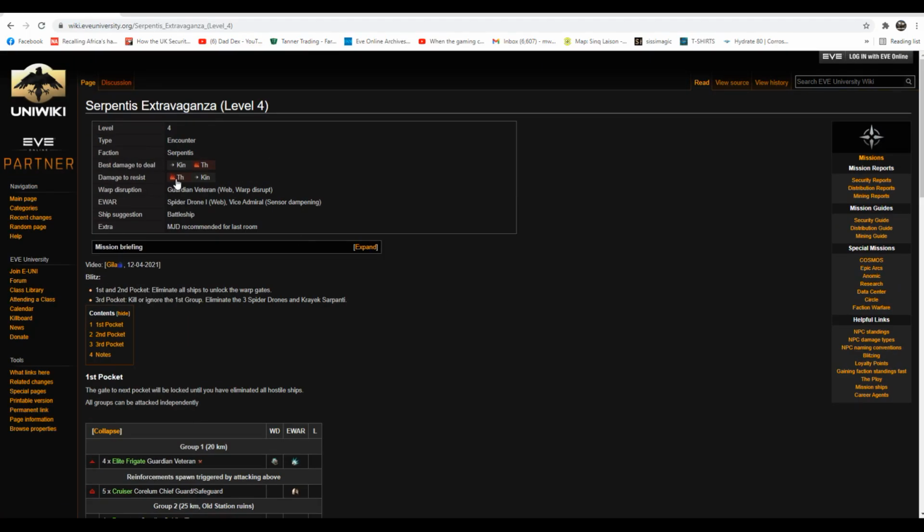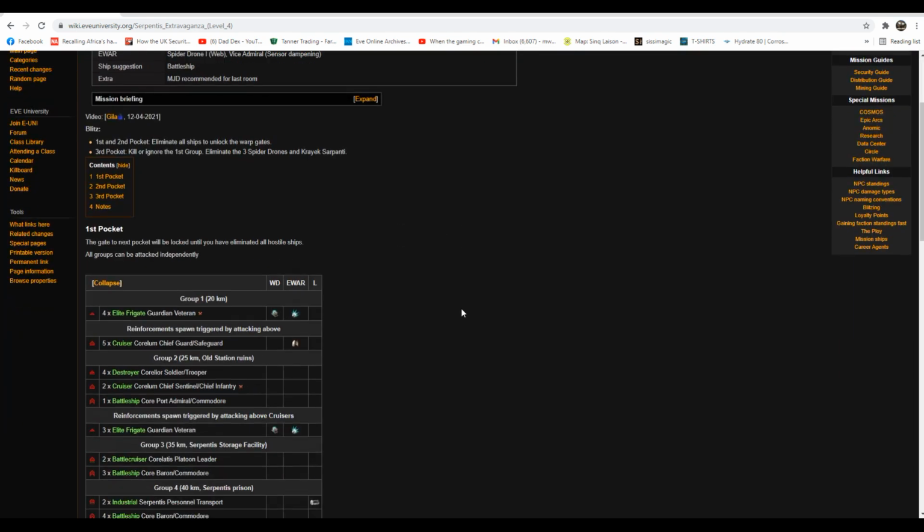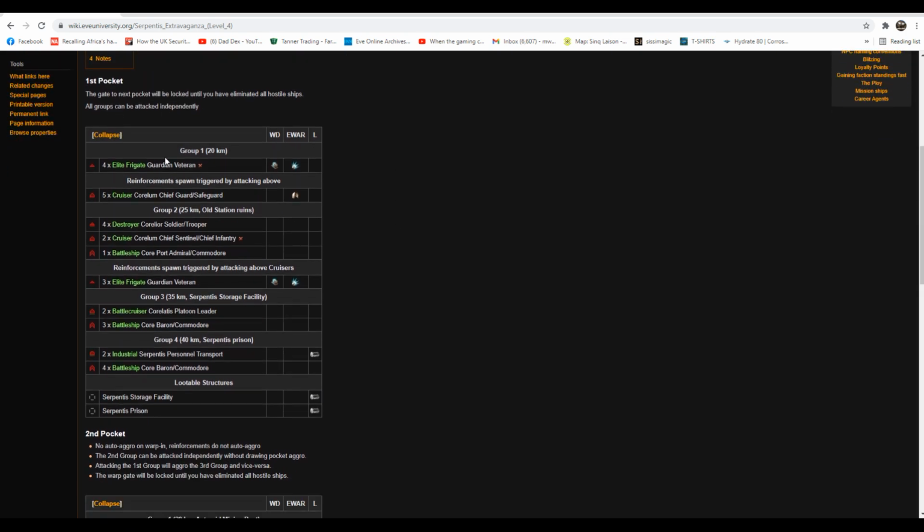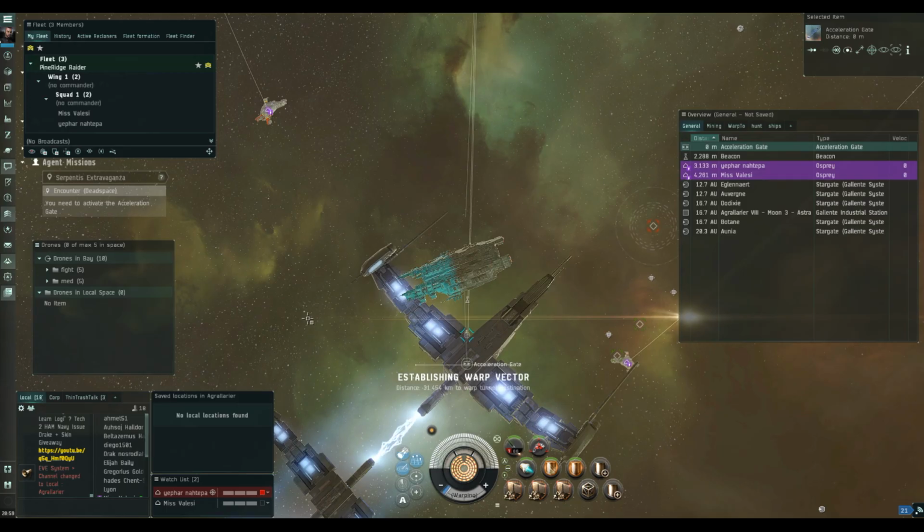So we're going to do Serpentis Extravaganza. There's not an awful lot to it. As usual with Serpentis, it's thermal and kinetic damage to deal and resist. We've got some frigates on grid when we arrive, and then some that are going to spawn that are going to try to tackle us and get webs on us. We'll take those down with the drones or the missiles.